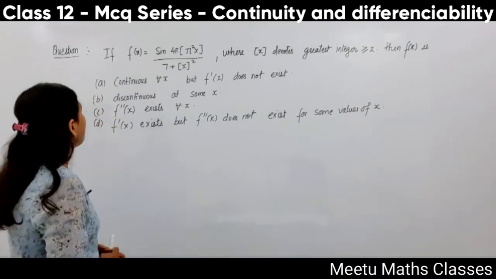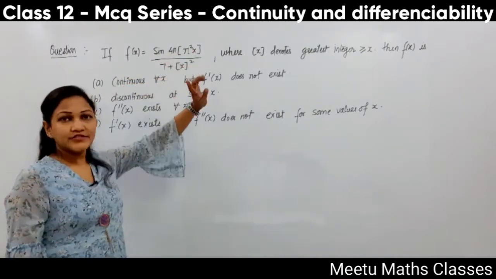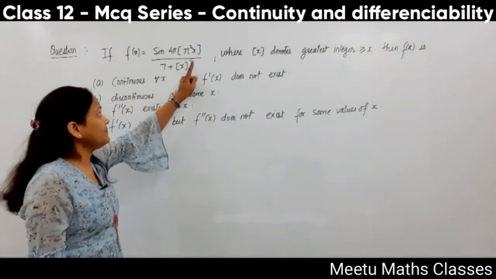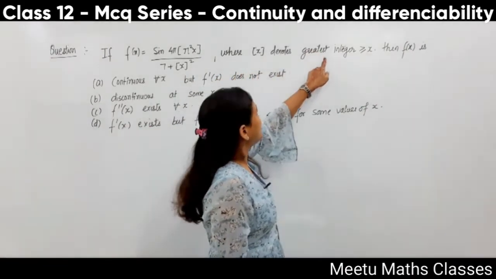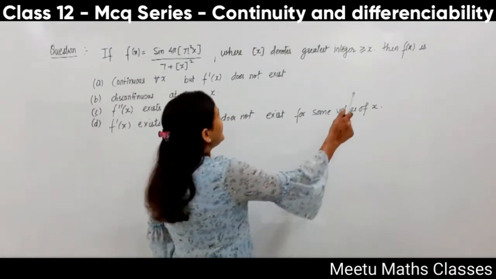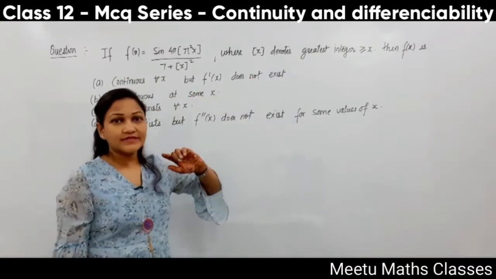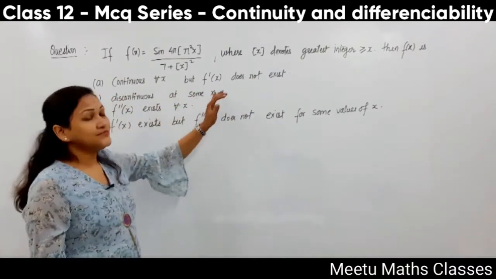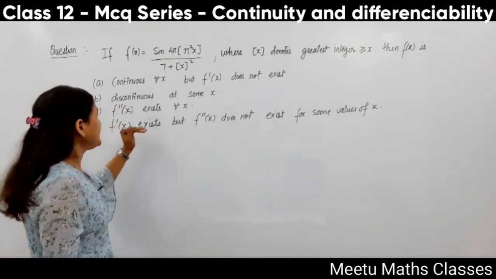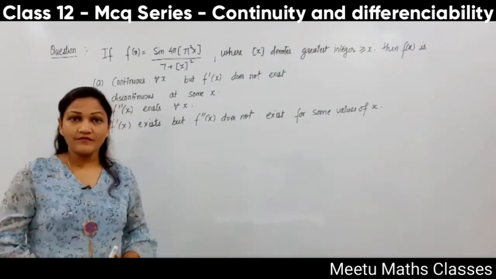Your next question is, if f(x) is defined as sine of 4 pi into greatest integer function of pi square x upon 7 plus greatest integer function of x square, where greatest integer function gives you the greatest integer greater than equals to x, then you have to find whether f(x) is continuous for all x but f dash x does not exist, f(x) is discontinuous for some x, f double dash x exists for all x, and f dash x first derivative exists but second derivative does not exist for some values of x.